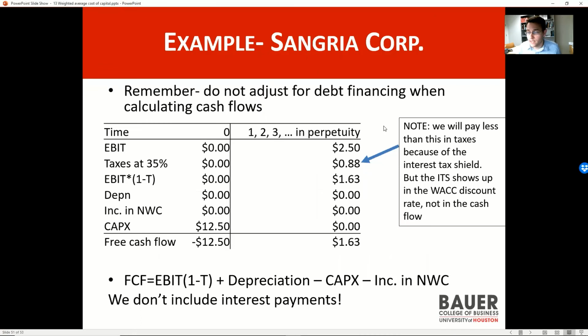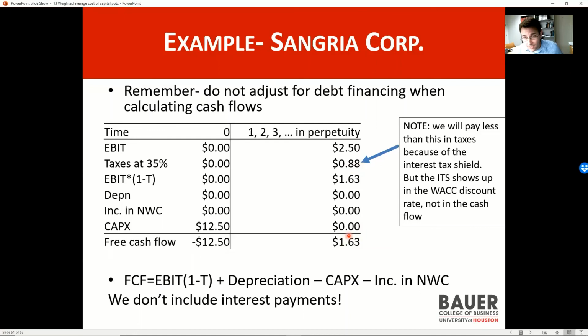This is the Sangria example. Just to remind you, we were using the free cash flows. We were not taking the tax shields out here, right? When we calculated taxes, we were assuming we were going to get taxed the entire 35% on the EBIT. That's not true though, because if we had debt, our taxes are going to be lower. You have debt, you're getting a tax shield. So actually your taxes are going to be lower than 88 cents because you're shielding it using the interest. When we calculate the cash flows though, we ignore that. We don't account for the tax shields in the cash flows.